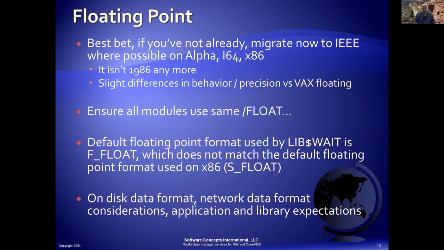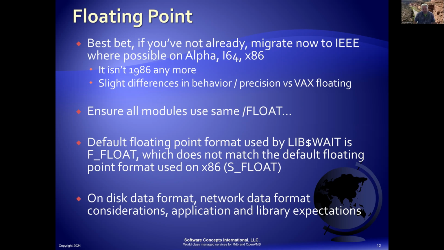My recommendation is, if you can get away with it without killing yourself, make your application use IEEE floating point today if you're on Alpha or Integrity, and then the behavior will be identical when you go to x86. You'll get a little bit of performance benefit because everything will happen in hardware. There won't be any conversion back and forth between formats.